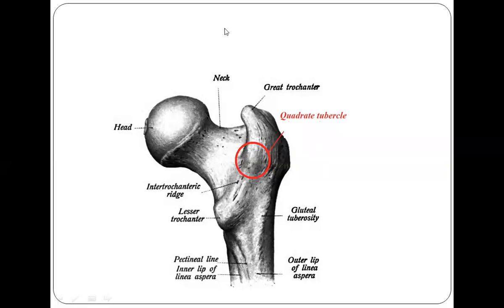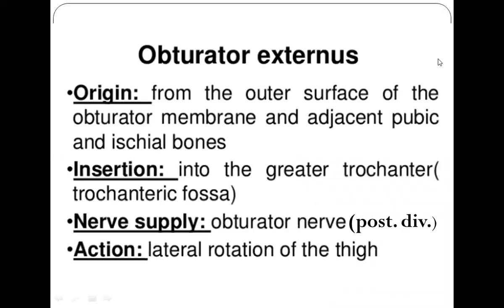What is the nerve supply of quadratus femoris? Nerve to quadratus femoris. Yes, these are all branches of the sacral plexus. So if possible, you can learn the root value as well. If it's too difficult, it's okay, but if possible, learn that.